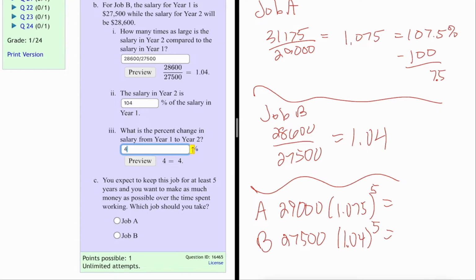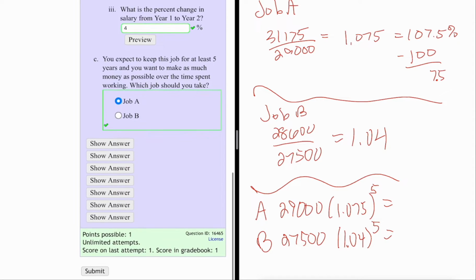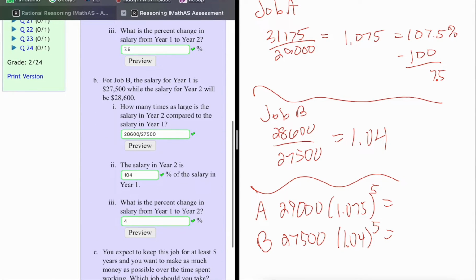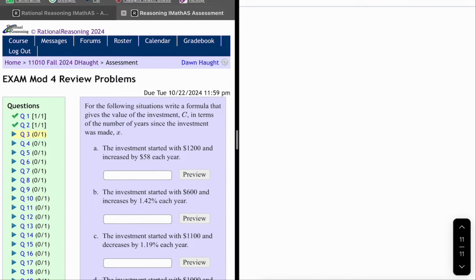But it's pretty clear that job A starts higher and has a higher rate of change. So we would expect that job A would be larger. And you see if you look there. But we could figure those out if you were unsure. Let's move on to question 3.